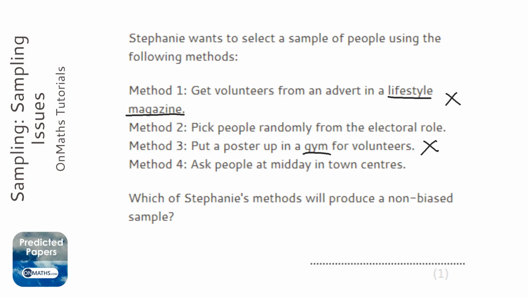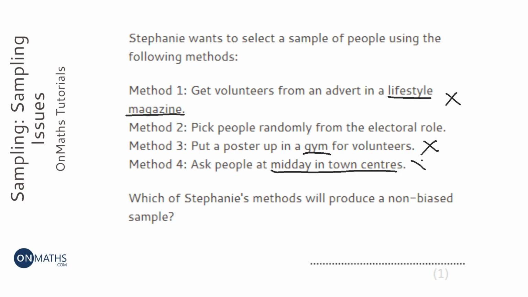And method four, ask people randomly at midday in town centres. Again, it's biased against people who don't go to town centres at midday. And chances are, if it's a weekday, then people who work aren't going to be in the town centre. It might be biased towards the older generations or the younger generations, rather than people of working age, potentially.